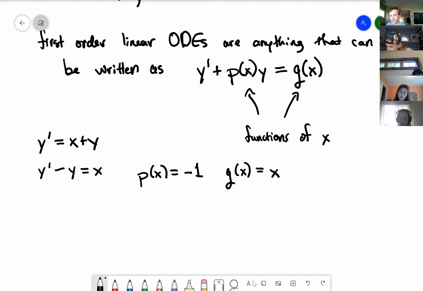And these have some very nice properties that we'll probably talk about on Friday. But for now, I'll just say that if P and Q are continuous functions, and we have an initial condition, then this initial value problem has a solution. It has a unique solution.